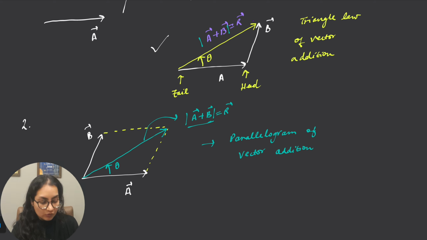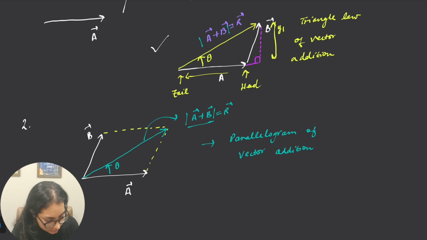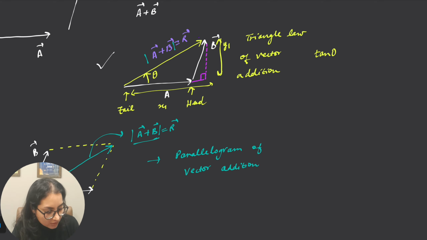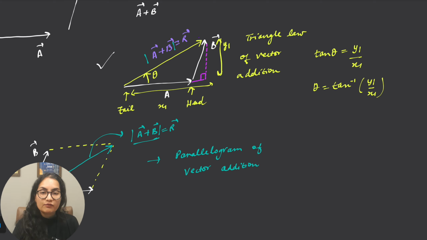So in the triangle law, just draw a perpendicular like this. This is my perpendicular and this is my right angle triangle. So how can I find the angle theta in that right angle triangle? Let's say this is my y1 and this is x1. So you can write tan theta equals y1 over x1, and theta equals tan inverse y1 over x1. That will give you the direction of the A plus B vector, right?